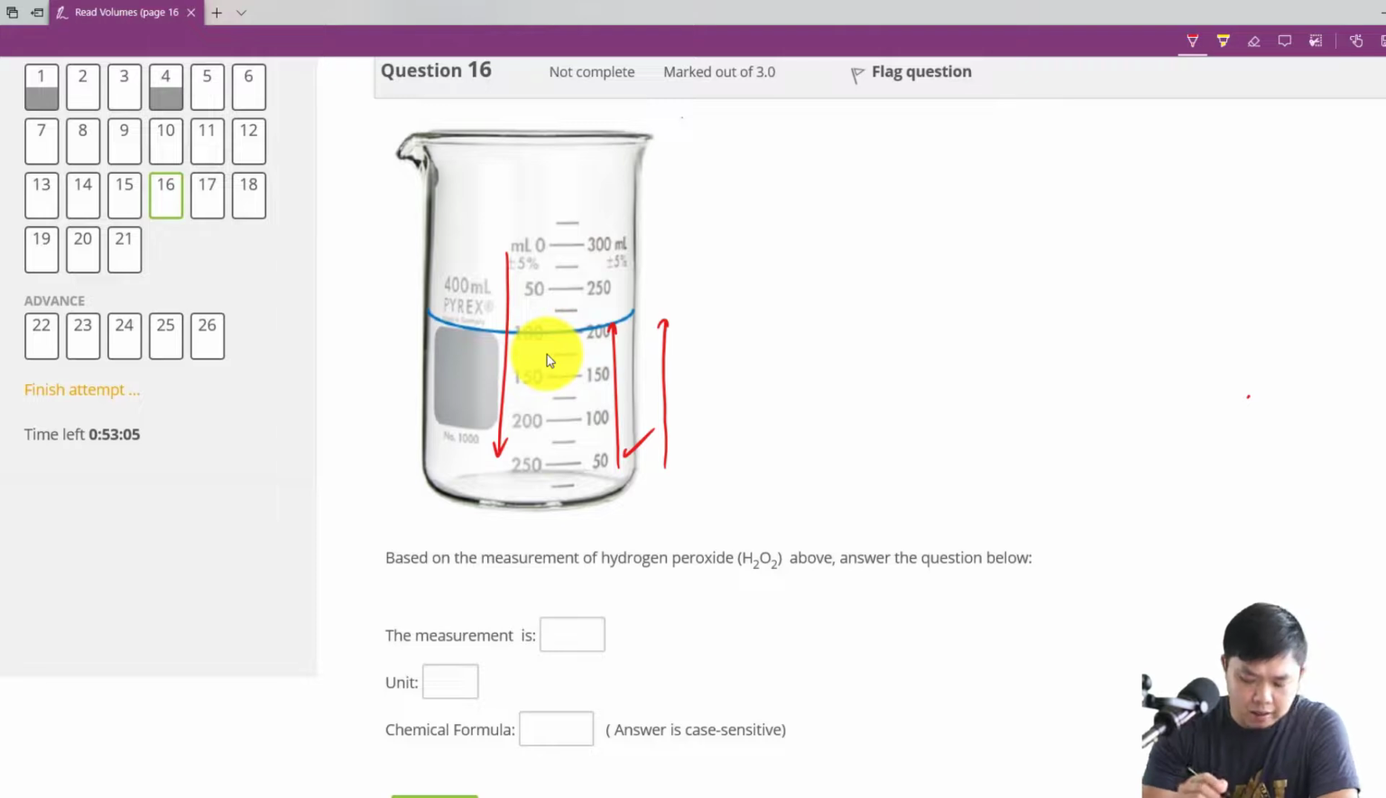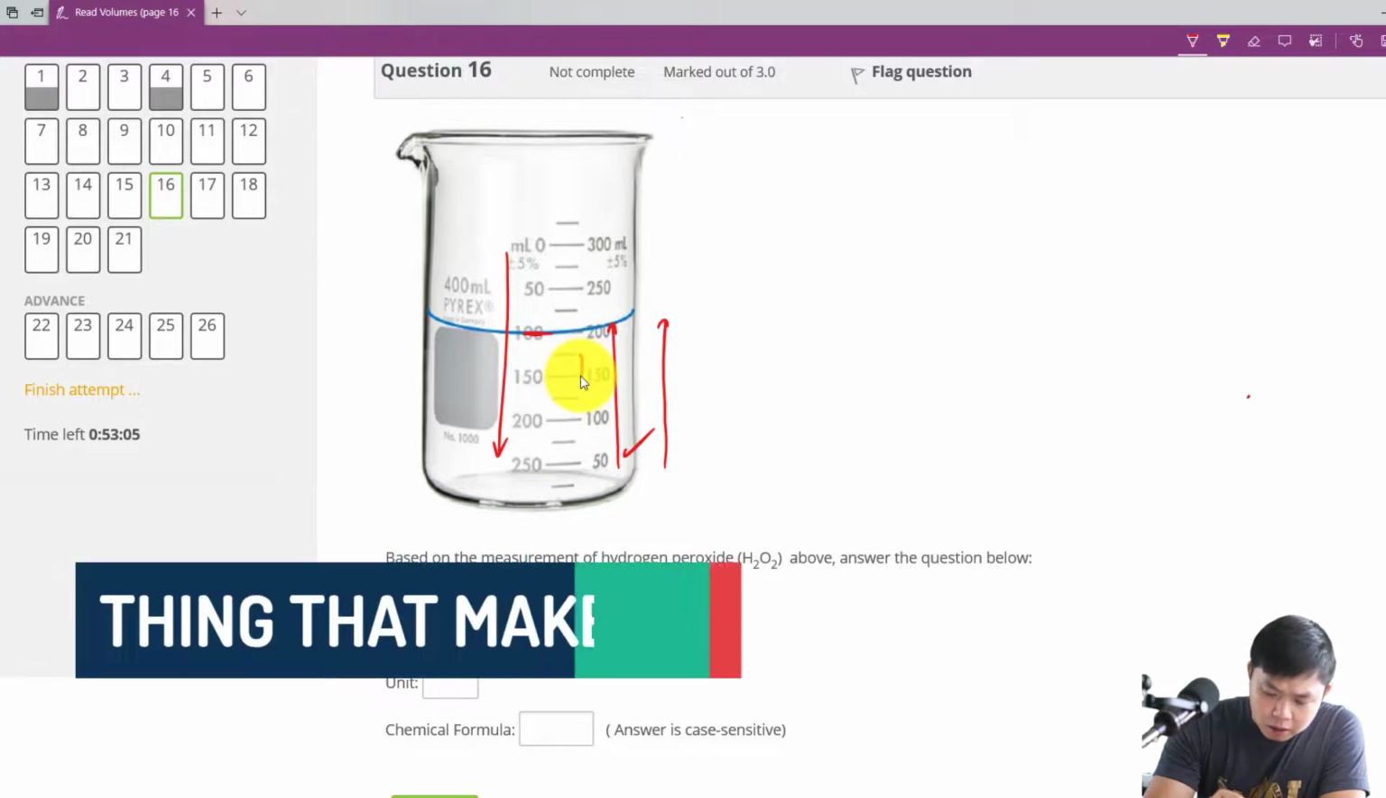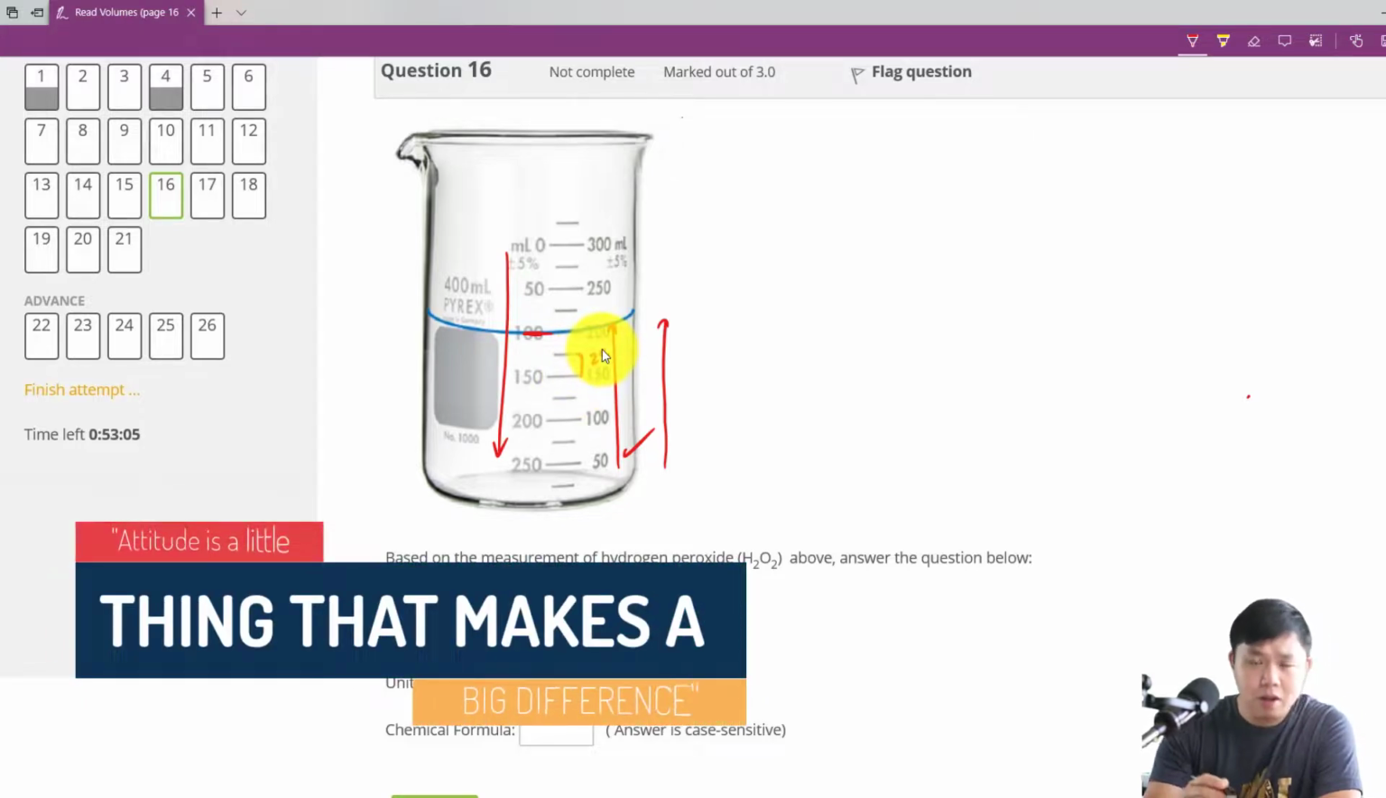Now let's go back and look at this. So this is our meniscus line level right here, okay? And we see right there, that's 200. Before we go straight to our answer, let's look at what the value of our lowest increment is. From 50 to 200, that's 50. So this increment right here must be 25. So now, what's the value place for 25? That's the 10th place, right?